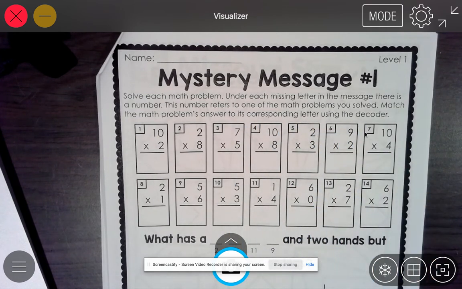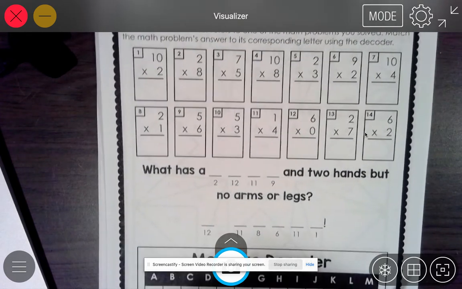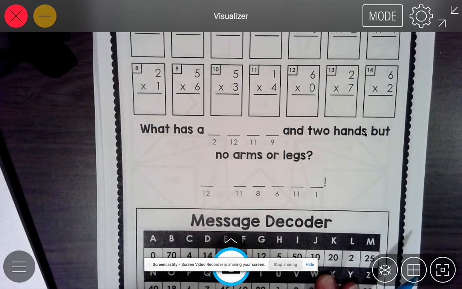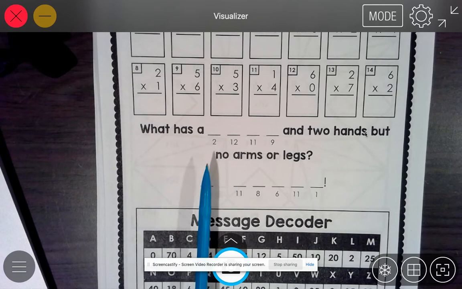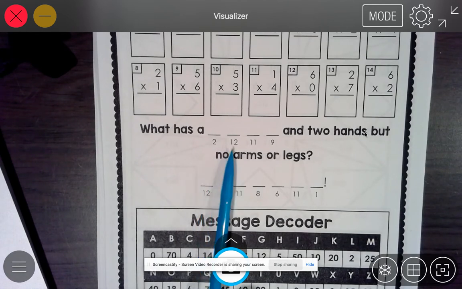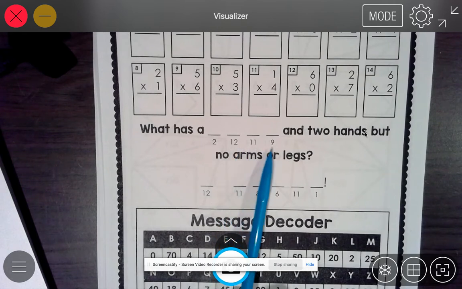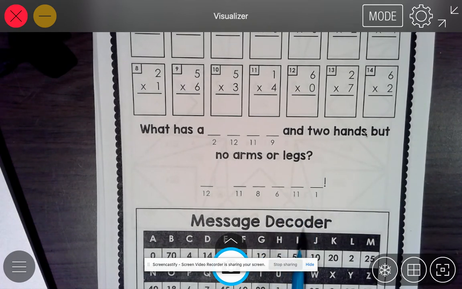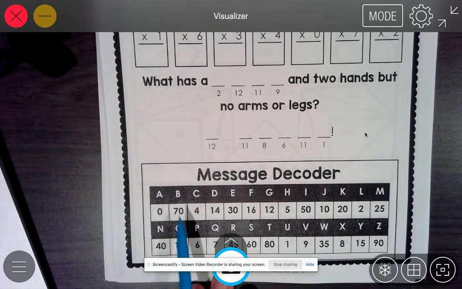So the question says, what has a blank and 2 hands but no arms or legs? And you can see that there are numbers 2, 12, 11, and 9. And then down here, you have 12 again, 11 again, 8, 6, 11, and 1. And down at the very bottom is your decoder.